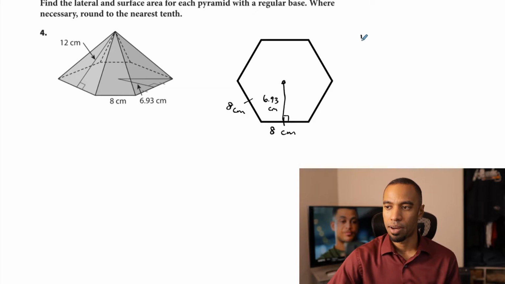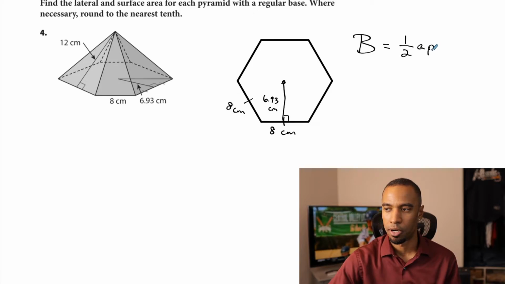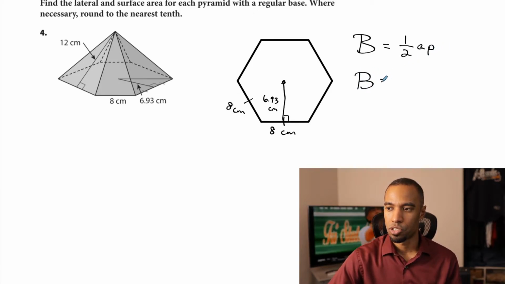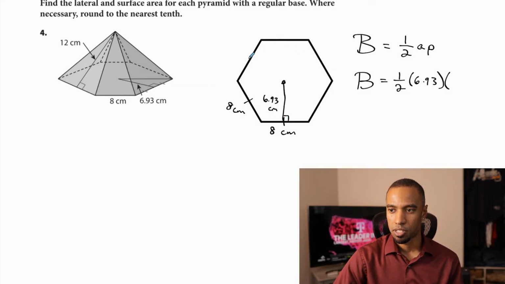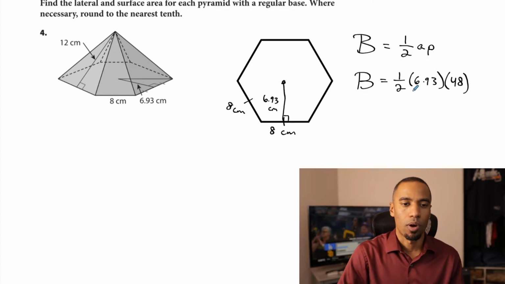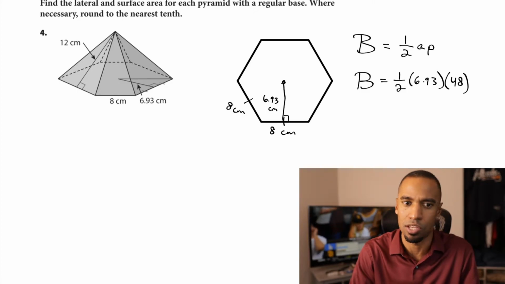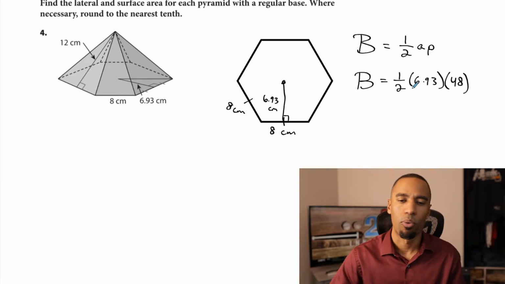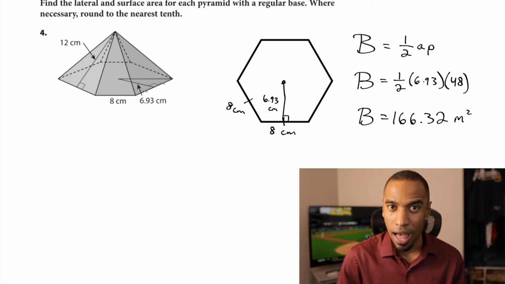The overall area of this base here is 1/2 apothem times perimeter. So the apothem here is 6.93. And the perimeter is going to be 8 plus 8 plus 8 plus 8 plus 8 plus 8. 8 times 6 is the perimeter, and that's 48. Half of 48 is 24, and 24 times 6.93 is 166.32. 166.32 square centimeters. I'm going to leave that in my back pocket as we now find the lateral area.